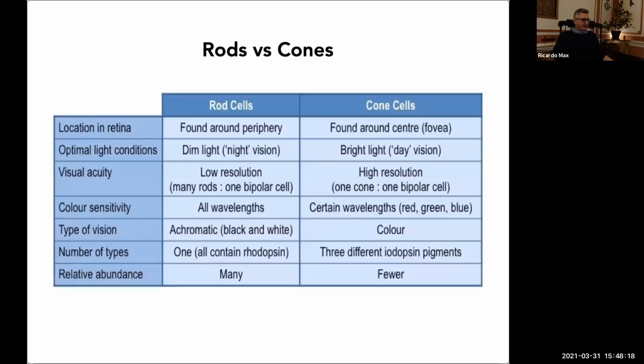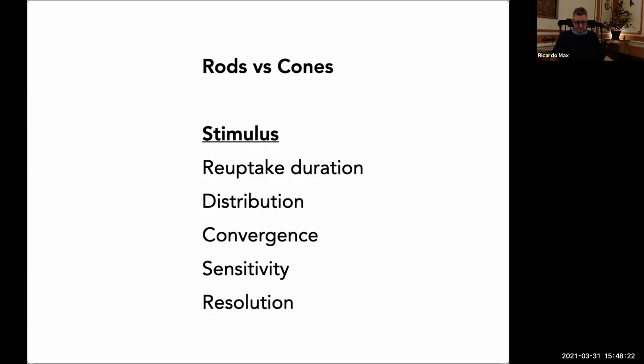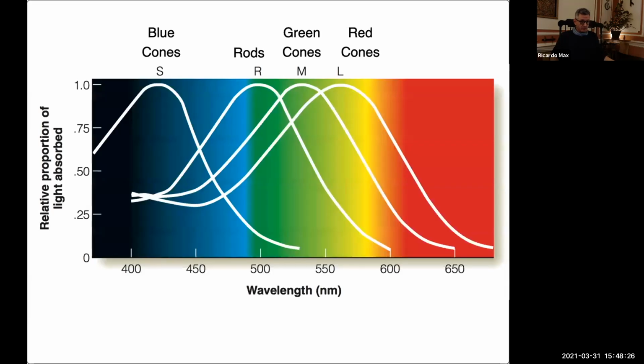Rods and cones, many differences between them. So the kind of stimulus they react to, so rods react to wavelengths around 500 nanometers. It's not that restricted a range. As you can see here, it's a gradual range.